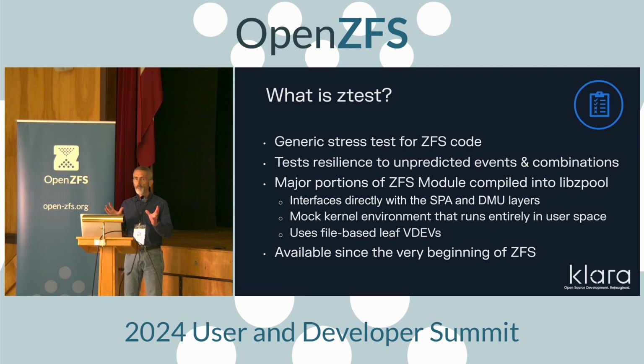When we start it up, we instantiate a mock kernel environment, if you will. So for all the kernel primitives, mutex, whatever, we use pthreads. There's a stub file called kernel.c that provides everything we're expecting from the kernel so that we can run it there. And then we use files for the backing VDEVs when we do the test. It's been available since the very beginning of ZFS. It was a great idea. Of course, great minds made ZFS, so it makes sense that they would have an awesome way to test it.